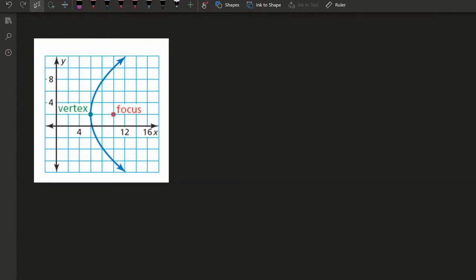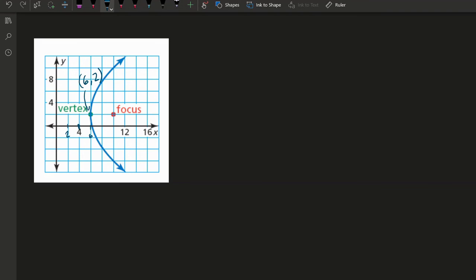The instructions for this example are for us to write the equation of this parabola. So I see right here that this is a horizontally facing parabola, and it has a vertex at the point 6, 2. Now notice here that this line right here is 4, so that means this is 2, this is 6. Careful with the scale there.